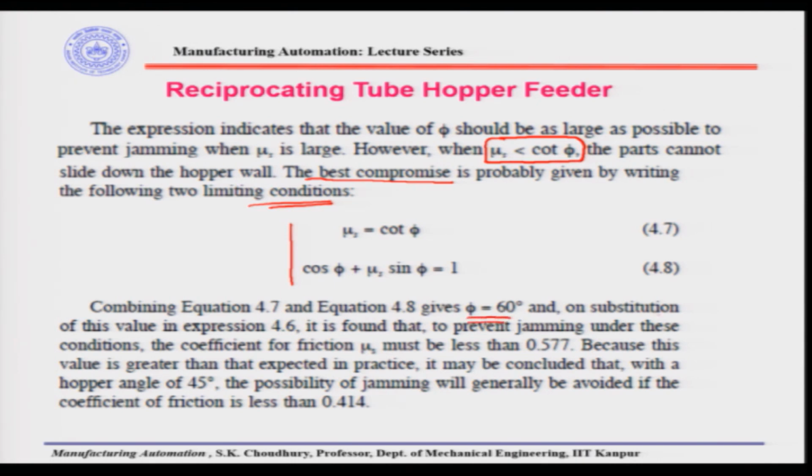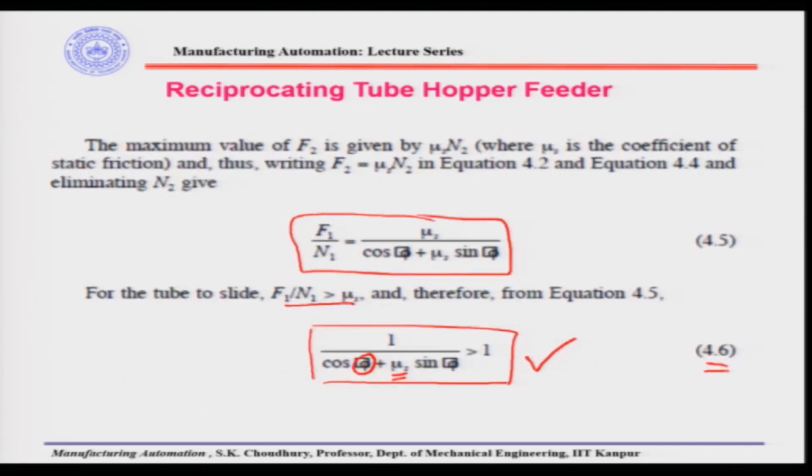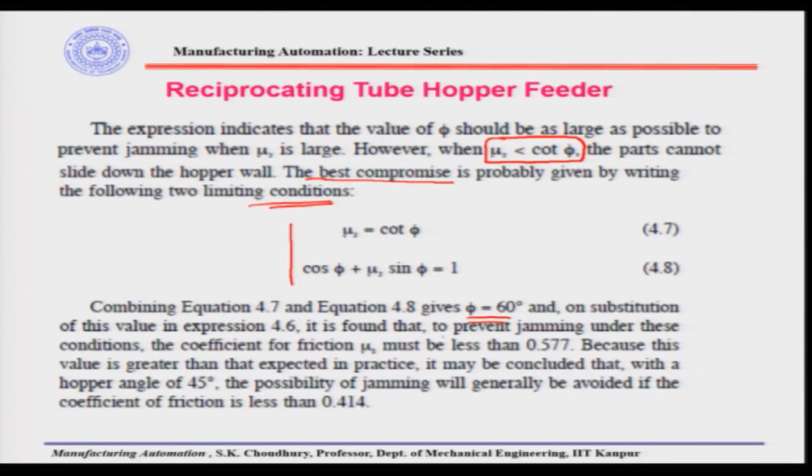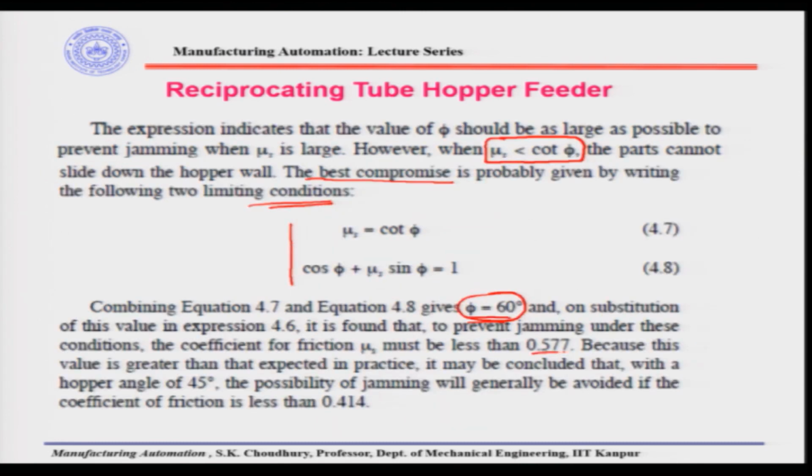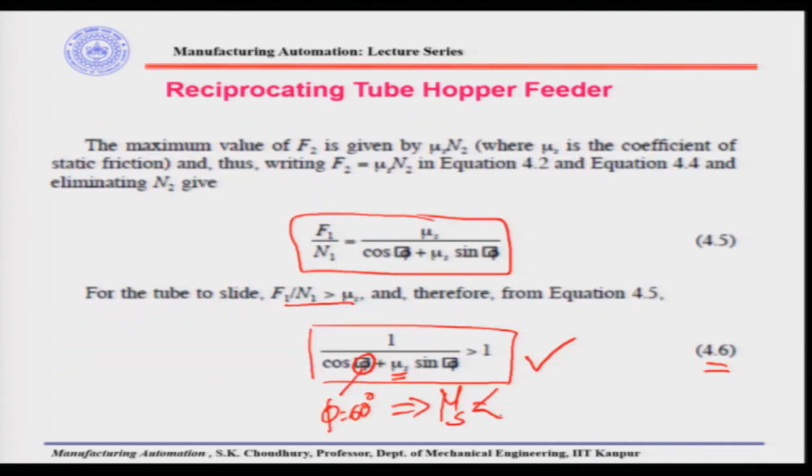Now, on substituting this value in expression 4.6, it is found that to prevent jamming under these conditions, the coefficient of friction mu s must be less than 0.577. Meaning that if we put phi equal to 60 degrees here, you will find that mu s is around 0.577, so it must be less than 0.577, if this condition, that this is more than 1, has to be satisfied.